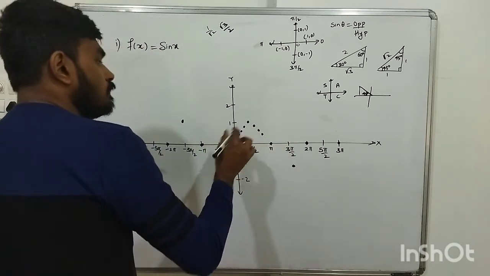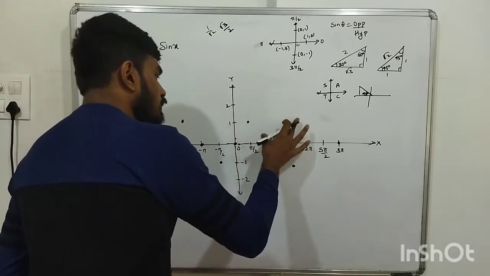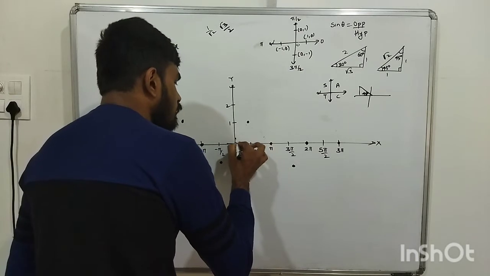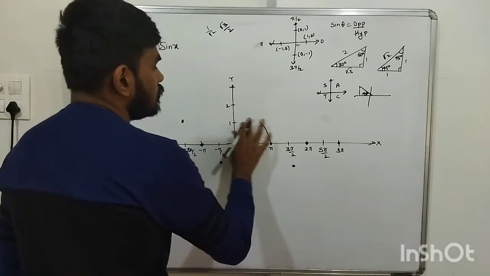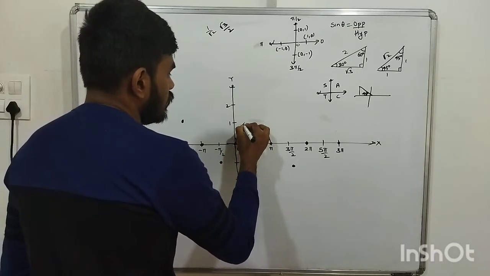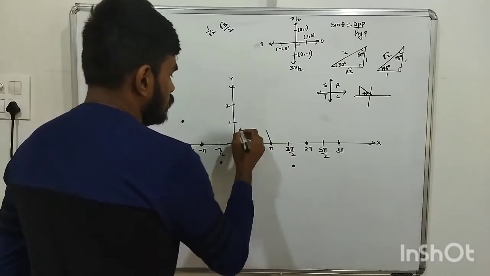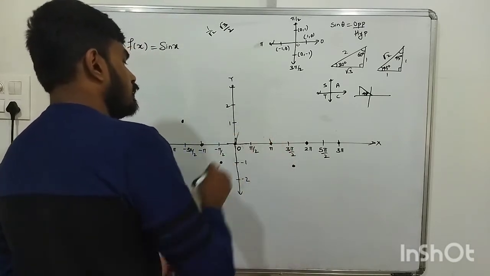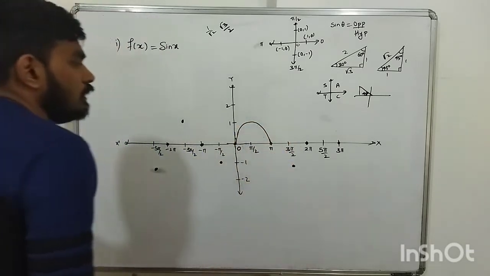So this way we get a nice graph here. Understood? So you get a nice curve here. Actually, if you combine all this, you get a curve here, like this. You combine all this, only thing you have to mark this properly, okay? Combine this, you get a nice curve like this.